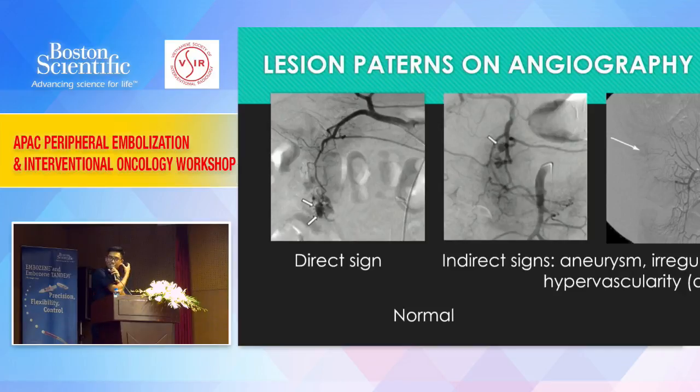The pattern on angiography we can see is the direct side or indirect side. The only direct sign of bleeding is the extravasation. And sometimes we can see the indirect signs, for example, the aneurysm, hypervascularity, or irregularity, or even normal. A lot of patients with active bleeding, we see the normal pattern on angiogram.